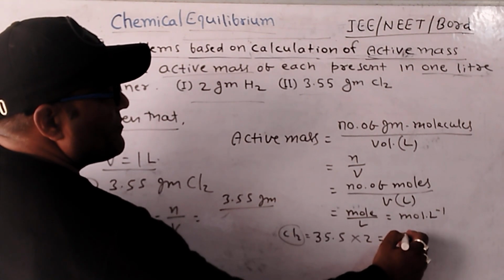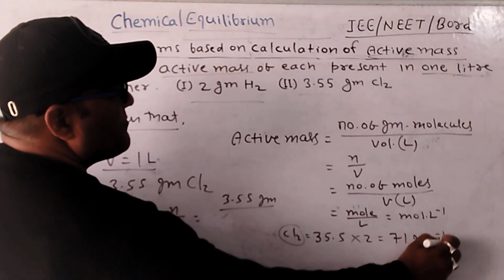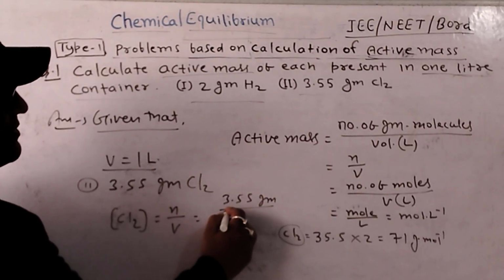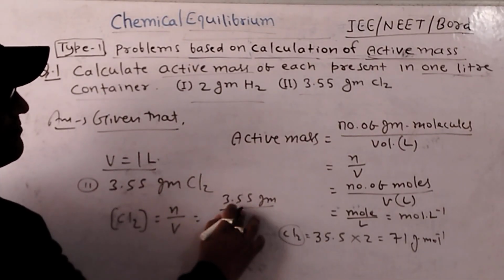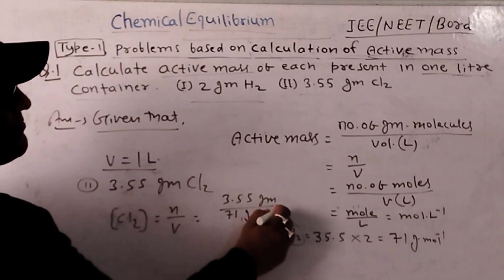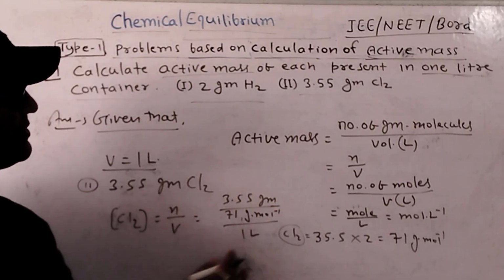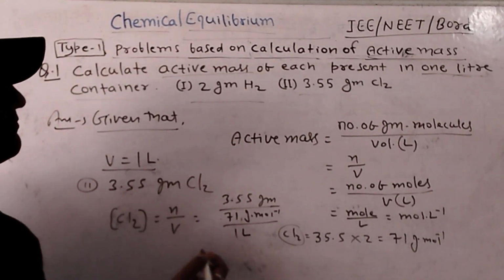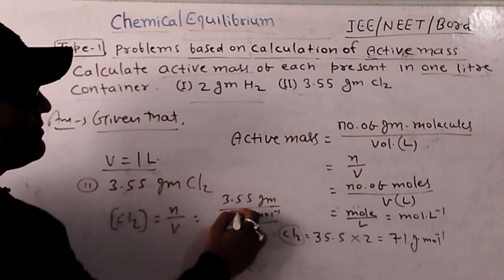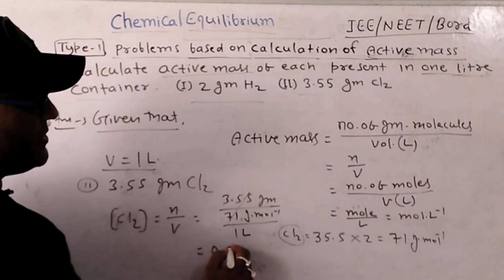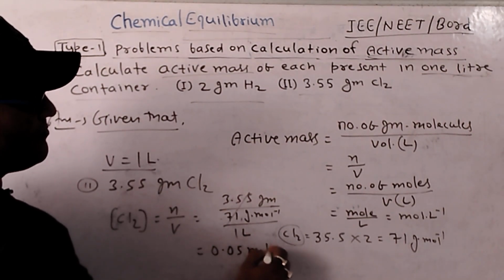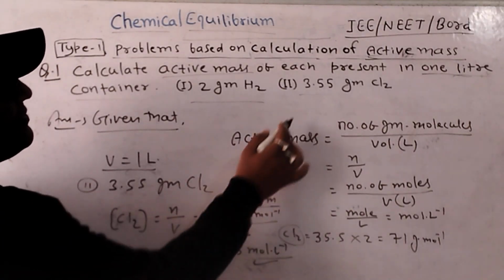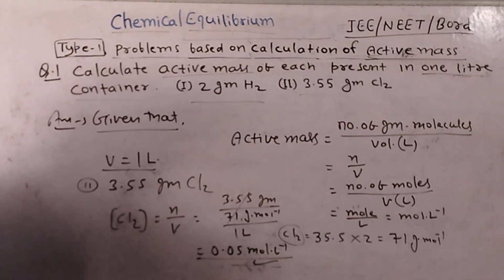So 71 gram per mole is the molar mass of Cl2. Divided by 71 gram per mole and divided by volume 1 liter. After calculation we observe the result 0.05 mole per liter. So this is the answer. This is the active mass of 3.55 gram of Cl2. So you can take a screenshot.